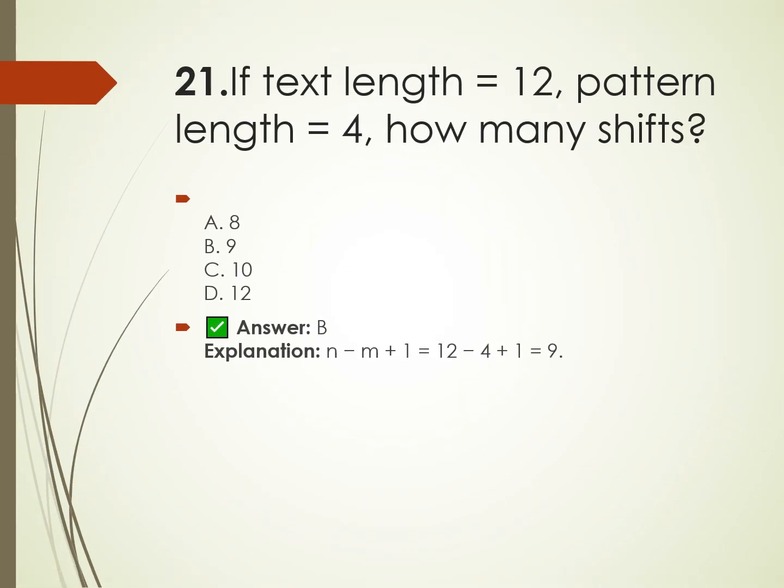If text length equals 12 and pattern length equals 4, how many shifts? A. 8, B. 9, C. 10, D. 12. Correct answer is B. n minus m plus 1. So 12 minus 4 plus 1 equals 9.